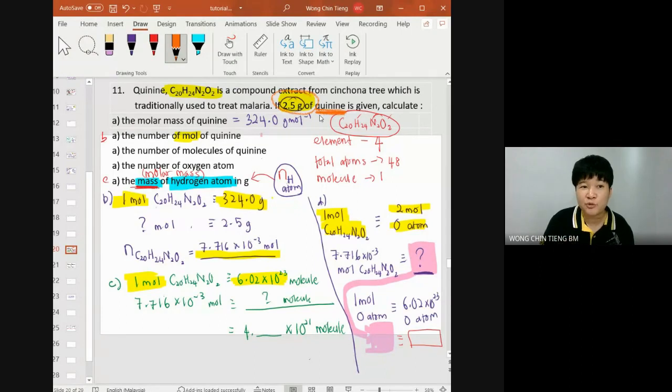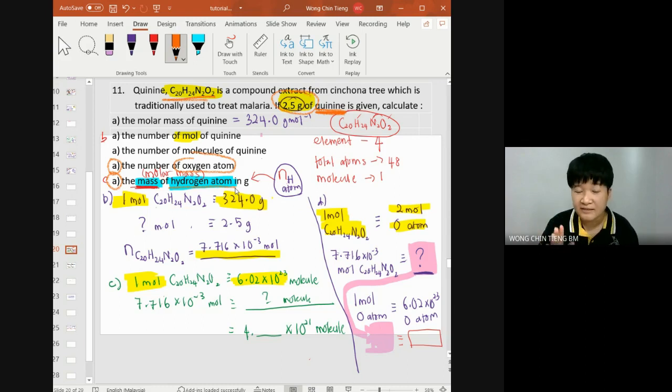Soalan mula dengan mass quinine. Tapi perasan tak? Kat bawah ni, tak ada satu pun yang dia tanya quinine kat hujung. Betul tak? Alright? So, kamu kena buat perkadaran. Dalam quinine, saya ada berapa oxygen atom? Dalam quinine, saya ada berapa hydrogen atom? Make sense?